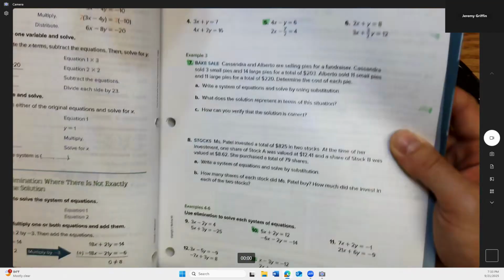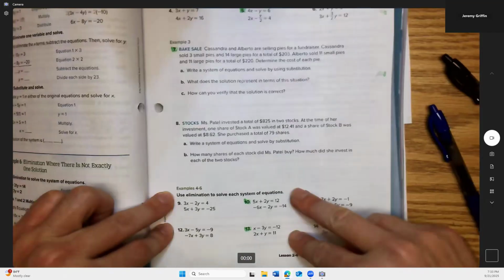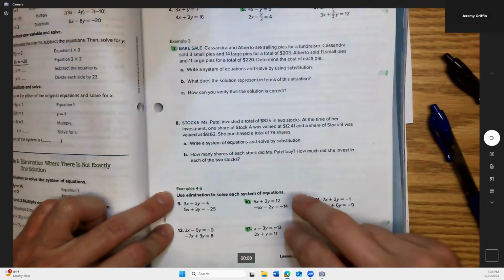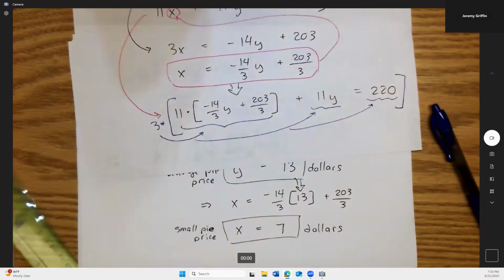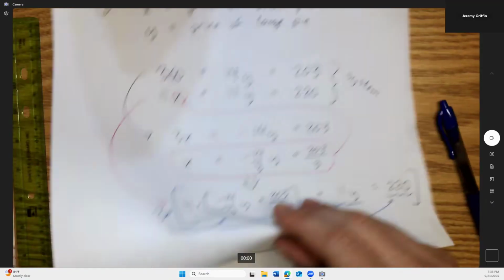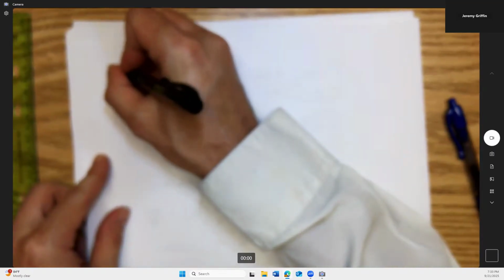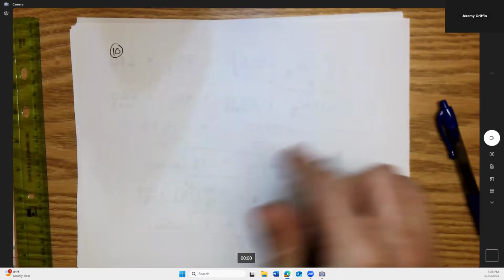Good. Next one. Use elimination to solve these equations. So I picked two. Hopefully at least one of these actually gives me a real solution. We'll see. All right, number 10. I hope at least one of them does.